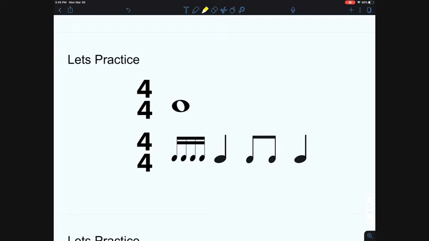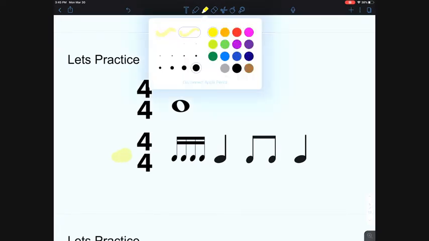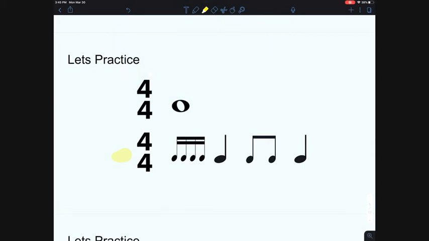Okay, and then the next one, we have 16th notes, quarter note, eighth note, and another quarter note. So remember, it's 1 E and a, 2, 3 and 4. So listen. 1, 2, ready, go. 1 E and a 2, 3 and 4. Try that with me. 1, 2, ready, go. 1 E and a 2, 3 and 4.